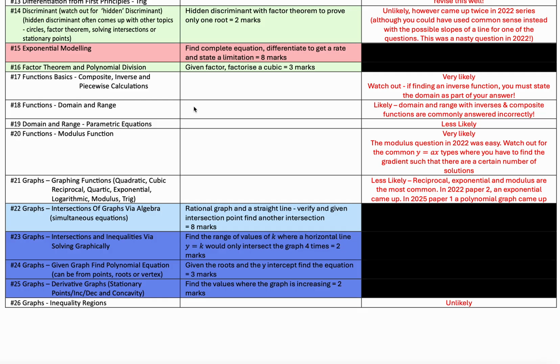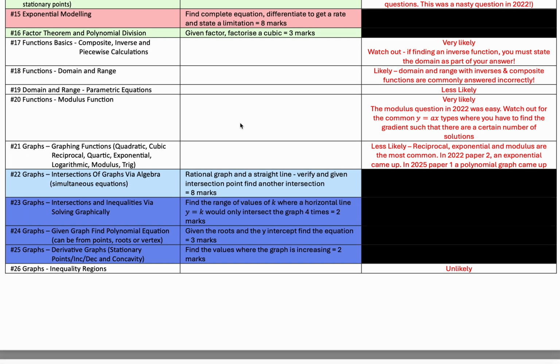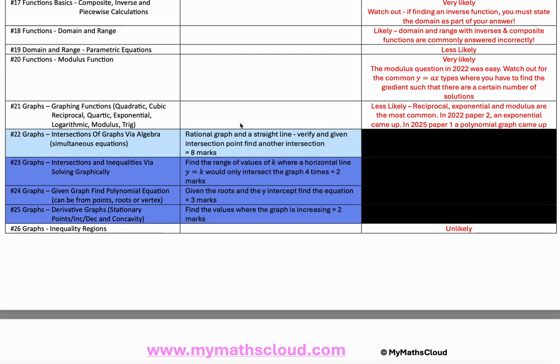Domain and range has been coming up a bit more. Watch out for the composite ones and the inverse ones. Possibly domain and range parametric, but doubt it. It used to come up more in the old spec, doesn't come up so much now.